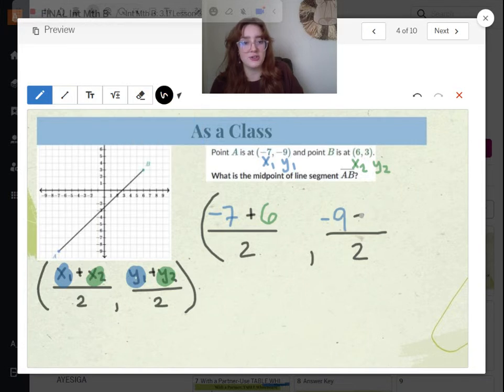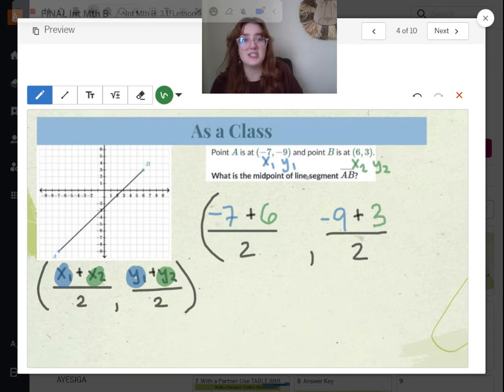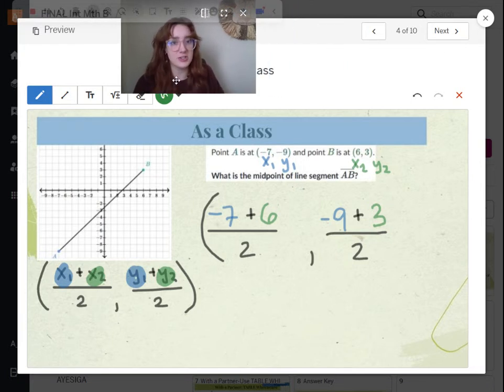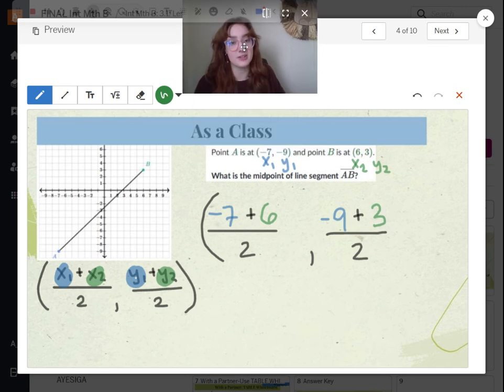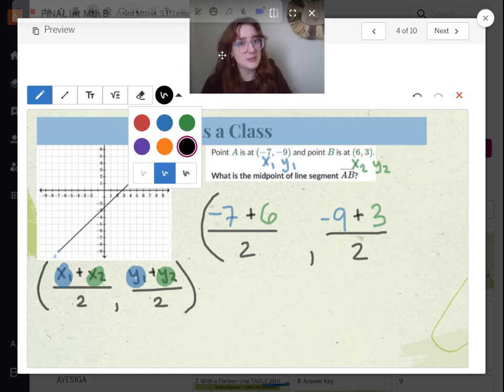We're going to add that to x2, which is +3. If you need some help with adding and subtracting these integers, there will be a calculator. It's not right there right now, but there will be a calculator that you can click on here in Desmos, so you can click on that to reference.